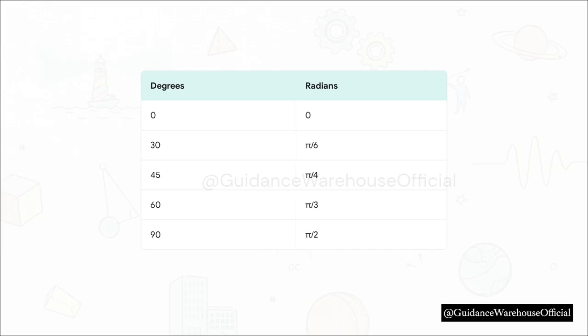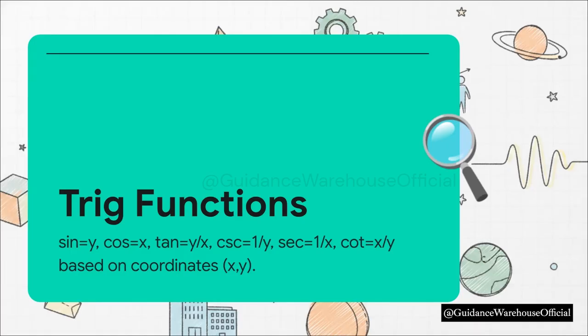So look at it this way. If you want to convert, say, 225 degrees into radians, you simply multiply 225 by pi over 180, and boom, you seamlessly get 5 pi over 4 radians. Easy, right? Okay, let's dive into the unit circle itself and define our 6 basic trigonometric functions.